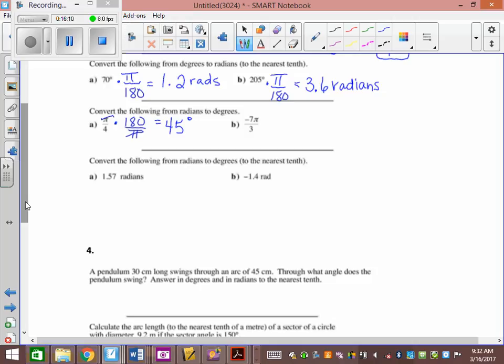Remember, your cumulative test is on Tuesday, on the first 3 units.